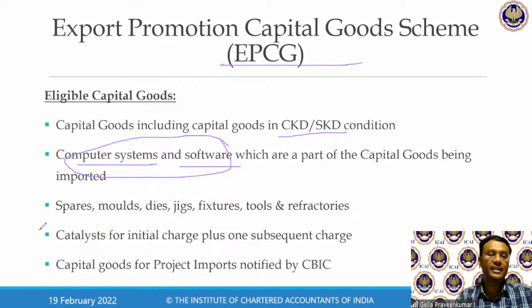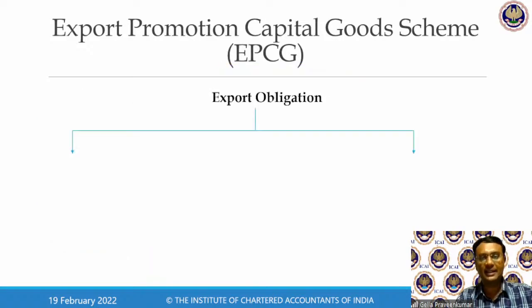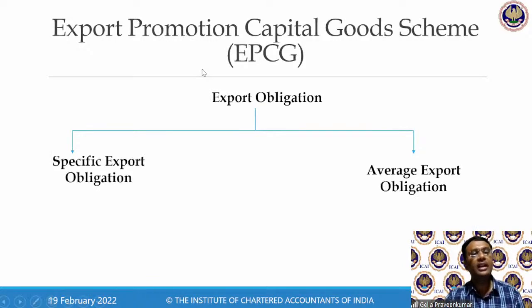Spares, moulds, dies, jigs, fixtures, catalysts, and capital goods for project imports notified by CBIC. These are the set of goods which I can import under the EPCG scheme. Now, examination, this will be tested for 4 marks. As a holder of an EPCG license, what is the export obligation to be met? As a holder of an EPCG license, I have to meet a specific export obligation or average export obligation.